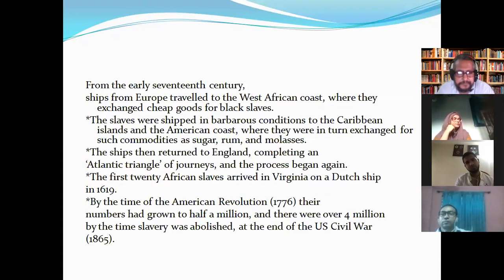Dutch ship. And at the end of the US Civil War in 1865. So in 1865, there was a civil war in America. At that time, the slavery was abolished. But before that, nearly 4 million black slaves had been living in America and these Caribbean islands.